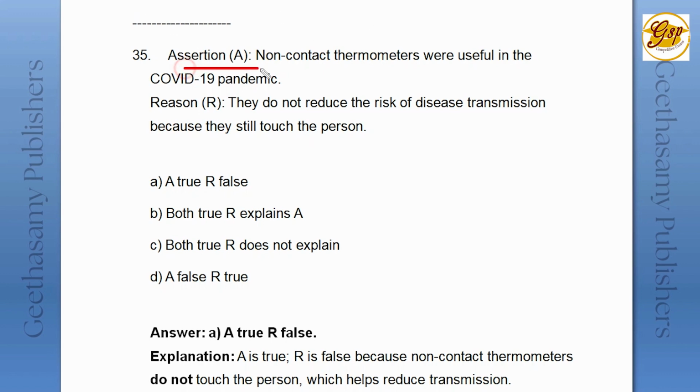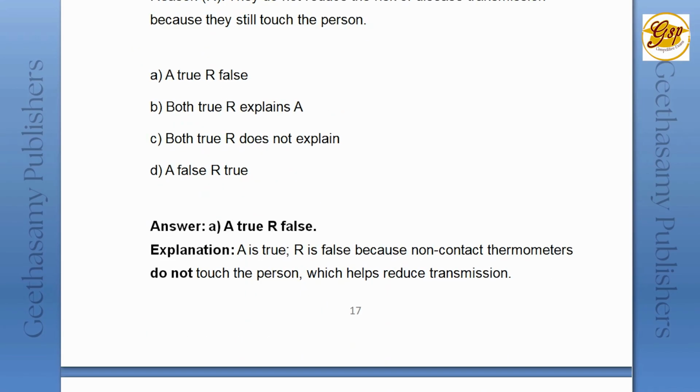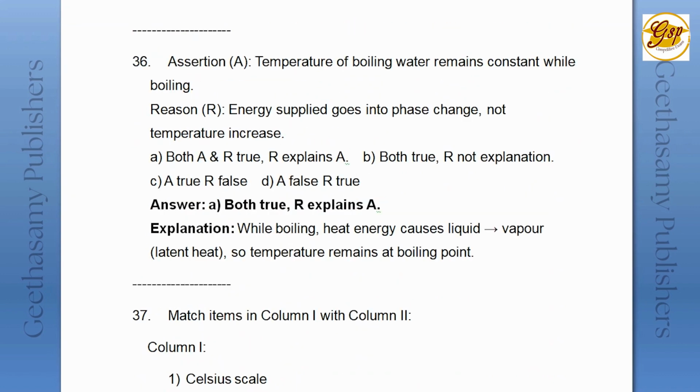35th question. Assertion: Non-contact thermometers were useful in COVID-19. Reason: They do not reduce the risk of disease transmission because they are still in touch with the person. Options: A is true, R is false; both are true and R explains A; both are true but R does not explain A; A false, R true. The correct answer is A true, R false. A is true and R is false, because non-contact thermometers do not touch a person, which helps reduce the transmission.